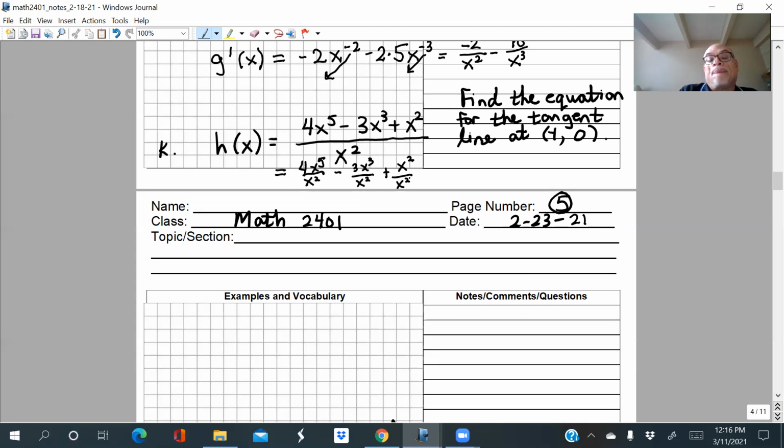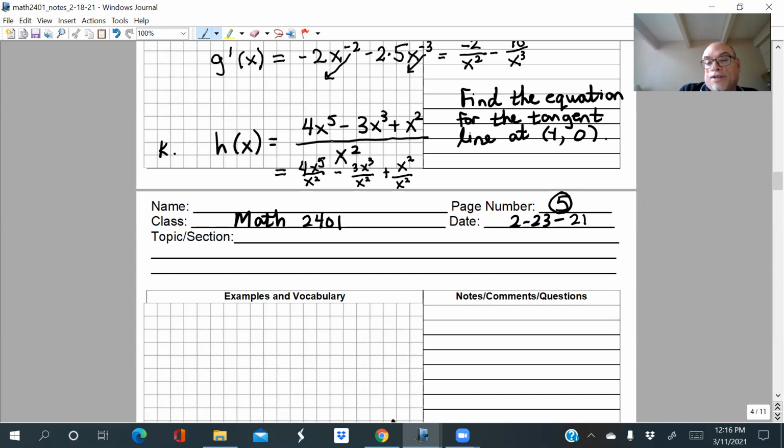but it's useful. So you see what I did? I wrote it really tiny here, so it may be hard to read what I wrote. But I took this big fraction and I broke it up into 3 separate fractions. Of course, they all have to have the same denominator, x squared.